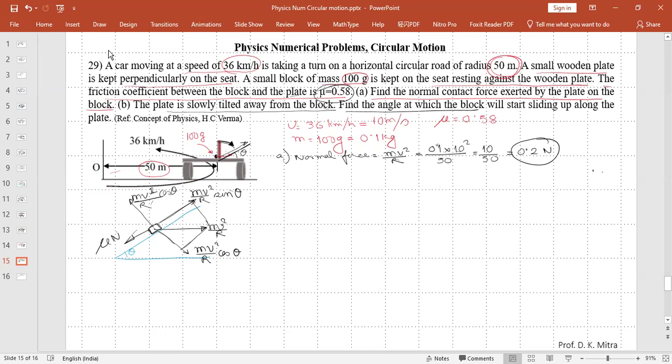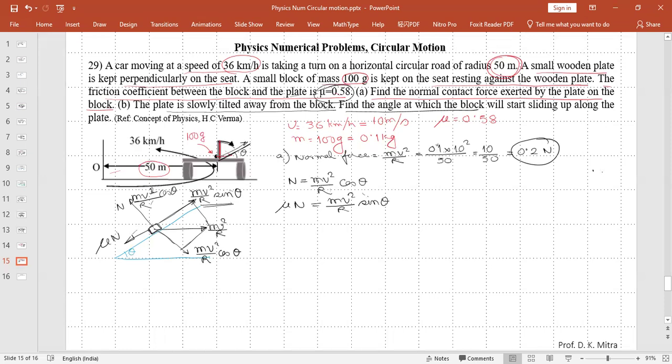From here we get n is equal to mv square by r cos theta. Also we get mu n is equal to this force, that is equal to mv square by r sin theta.